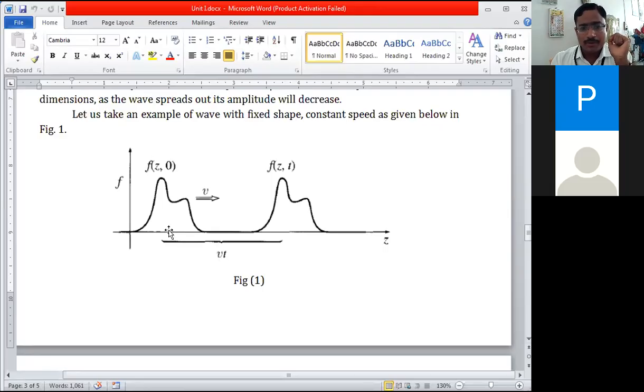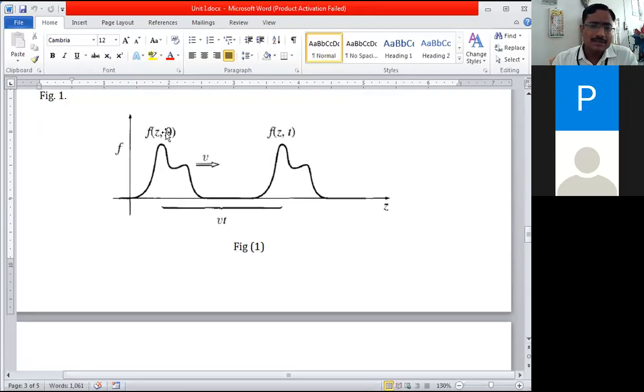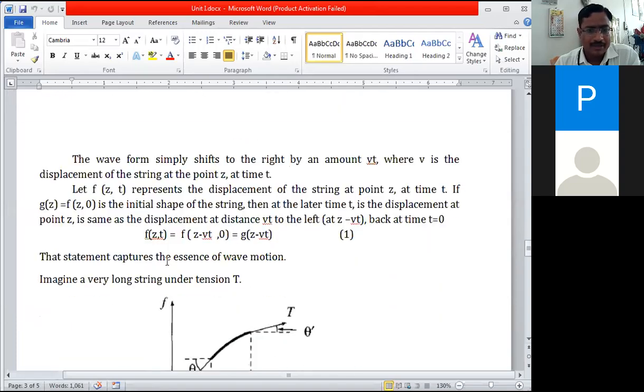This is the position of a wave at time t equal to 0 and this is the position of a wave at time t equal to t. If you consider f of z0, if you define this by some other function g of z, then we can have g of z is equal to f of z0, or this can be written as g of z minus vt is equal to f of zt. Here we have written it.